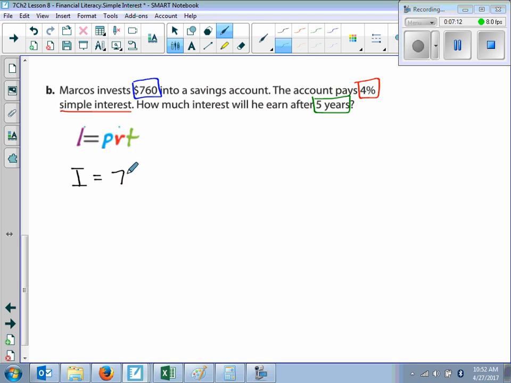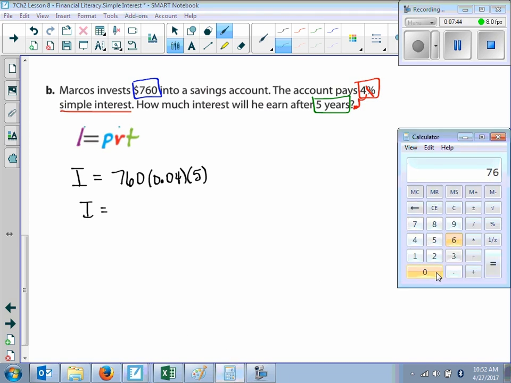So now we can substitute in. So the principal is $760 times the interest rate, written as a decimal, so 4% is going to be what? 0.04. Okay, 0.04. And the time is 5 years. And then, piece of cake, all we're going to do is multiply. So we have 760 times 0.04 times 5.